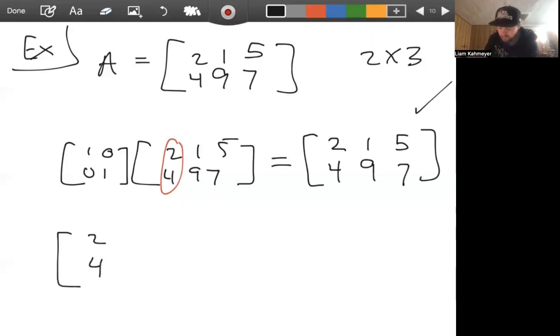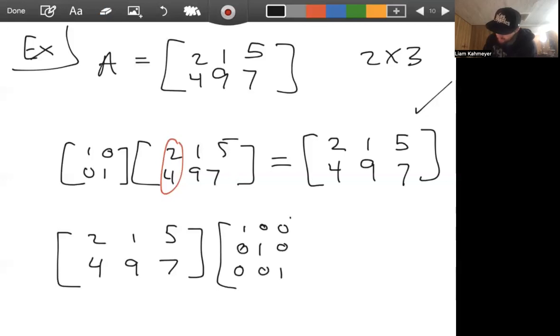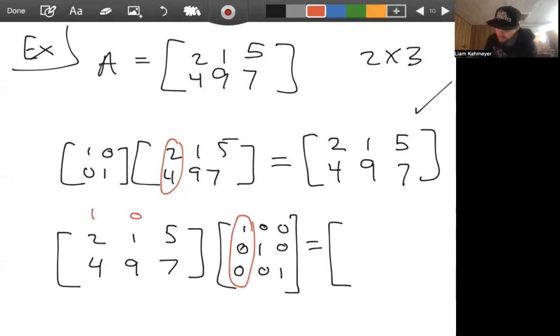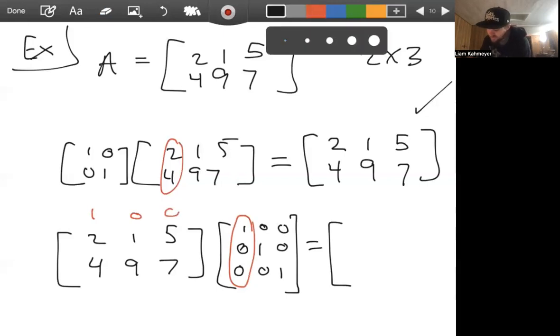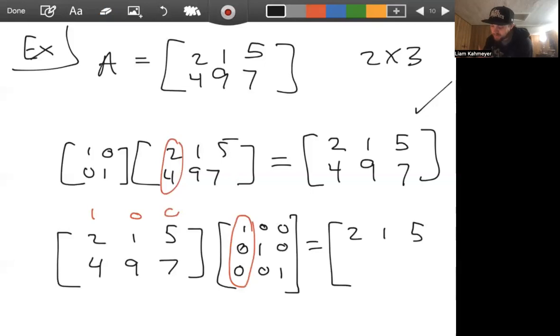Now, what about if we multiply by an identity matrix on the right-hand side? Well, that will need to be a 3 by 3. So we have the identity matrix when n is 3. And what are we going to get? Well, now we take the first column of I3, and then we go through the similar process, right? So we're going to have 2 times 1 plus 1 times 0 plus 5 times 0. And then you can go through the multiplication again. Like here, we would go to the next row, and then get 4, 9, 7 again.